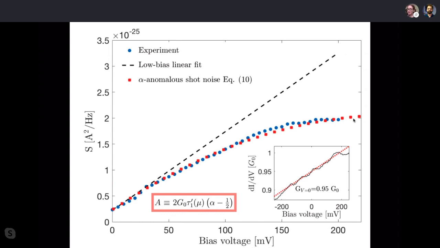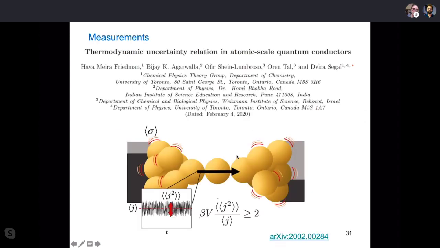So why do I tell you this story? Why do we care? It's because if we want to understand the TUR in these systems, we need to understand the behavior of the noise. We need at least to have a picture of what's going on, whether there is a reasonable model that we believe can explain these observations. So this brings me to the final part of my talk, in the last few minutes: these measurements testing the thermodynamic uncertainty relation.